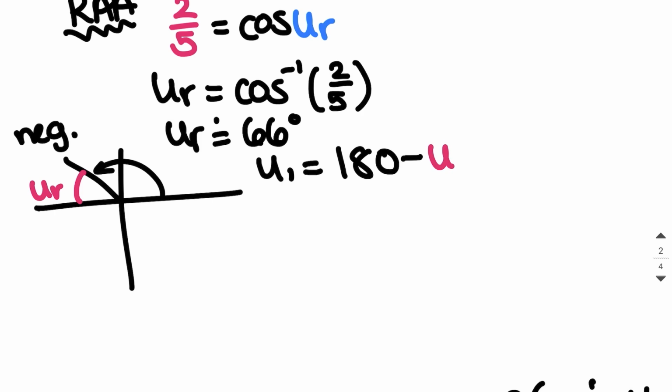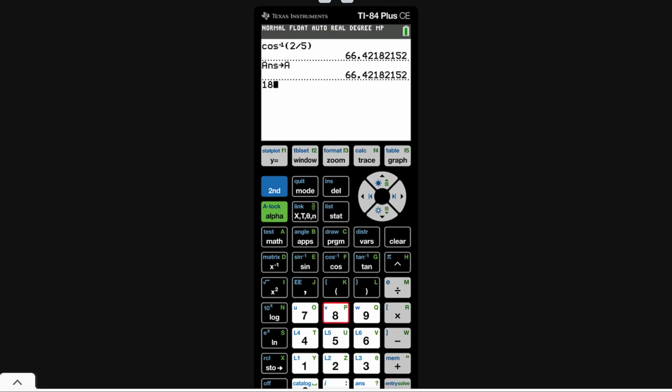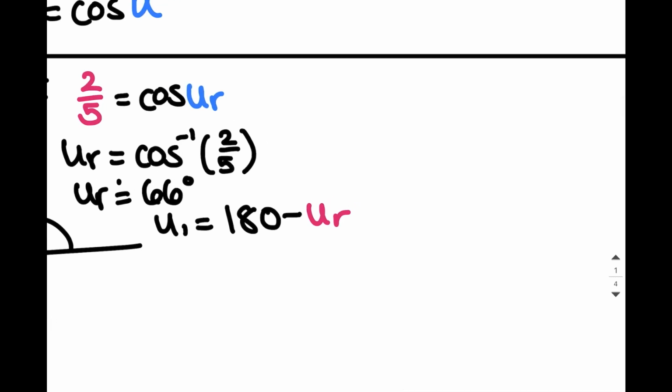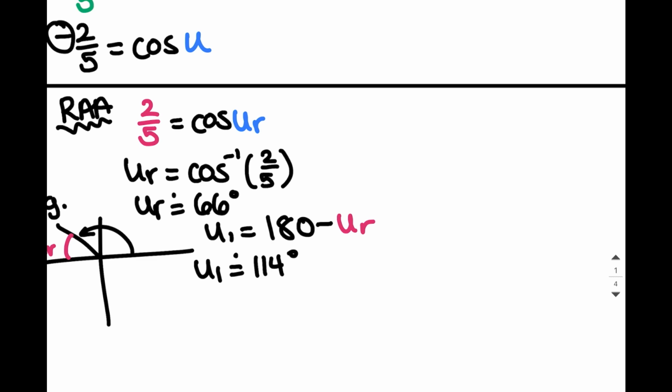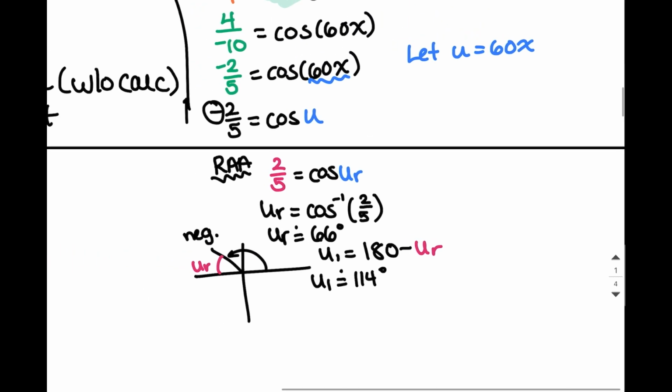Okay, so this is going to be 180 minus U sub r. So I can go into my calculator and do 180 minus U sub r, which is alpha A in my calculator, and this is going to be approximately 114 degrees. I want to use the value in my calculator and not an approximate answer. But we do know that we can write this down as U sub 1 is equal to approximately 114 degrees. Again, we're not going to use 114. We're going to use the calculator, the value that's stored in our calculator.